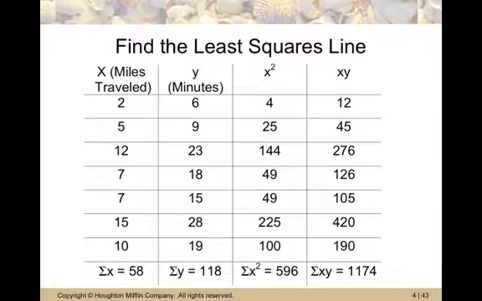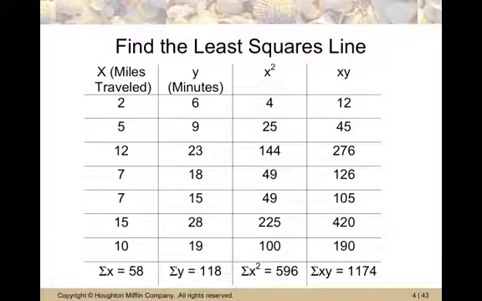Okay, so if we use the data that we used in the last lesson, where we've got miles traveled and then the minutes it took to travel those miles. So it takes 6 minutes to travel 2 miles, 5 miles took 9 minutes to travel, 12 miles took 23 minutes to travel, and so on. So the sum of the x's, we just add them all up, we get 58. The sum of the y's, you just add all those up, you get 118.